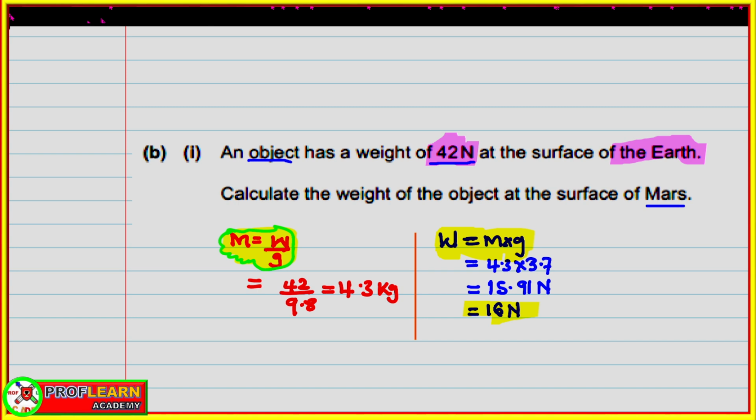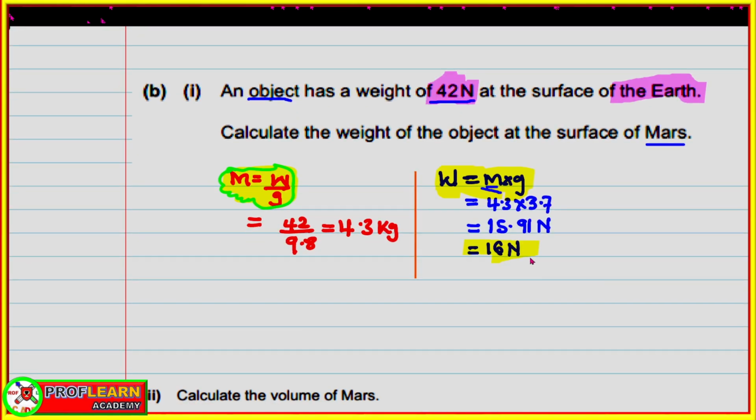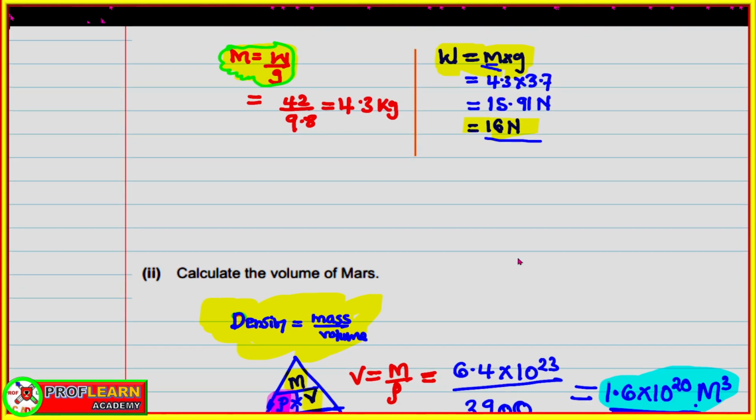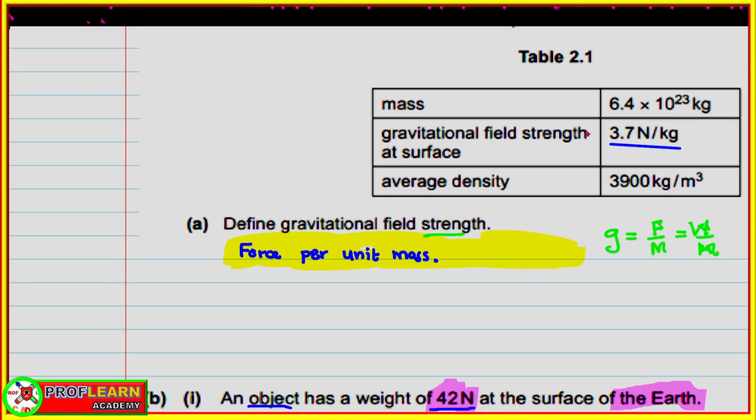And now, getting the mass as 4.3 kilograms, we are going to substitute that mass and the gravity of Mars, which was given here. This is the gravity of Mars, which is 33.7. If you work it out, you'll get the weight on Mars to be 16 newtons. Then we are supposed to calculate the volume of Mars. Of course, we were given some data here.